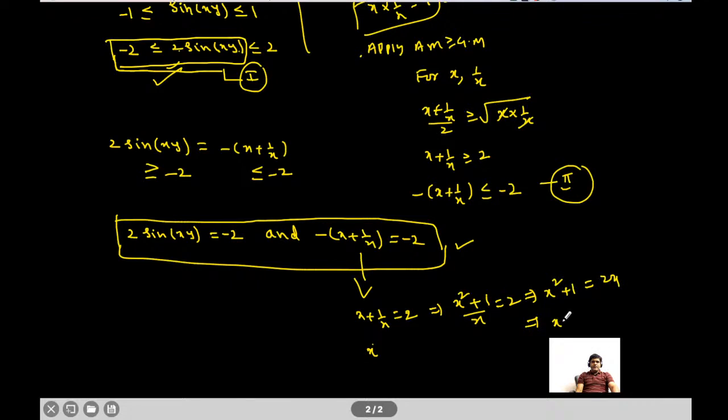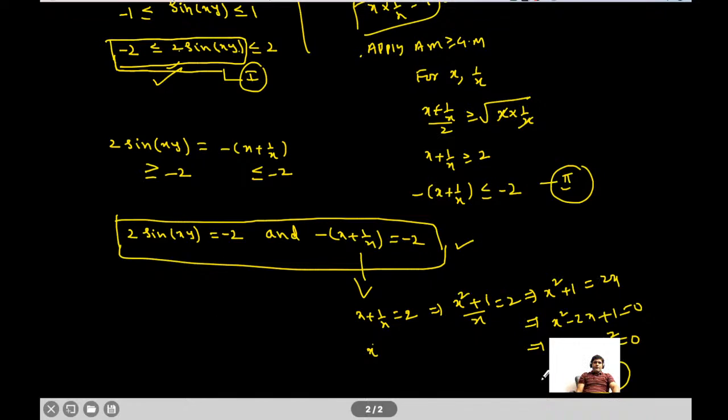This implies x square minus 2x plus 1 is equals to 0. It's a perfect square. This is what? X minus 1 whole square equal to 0. It's a perfect square. Therefore the only possibility is what? What is the solution? X is equal to 1. Therefore x is equal to 1 is one solution.